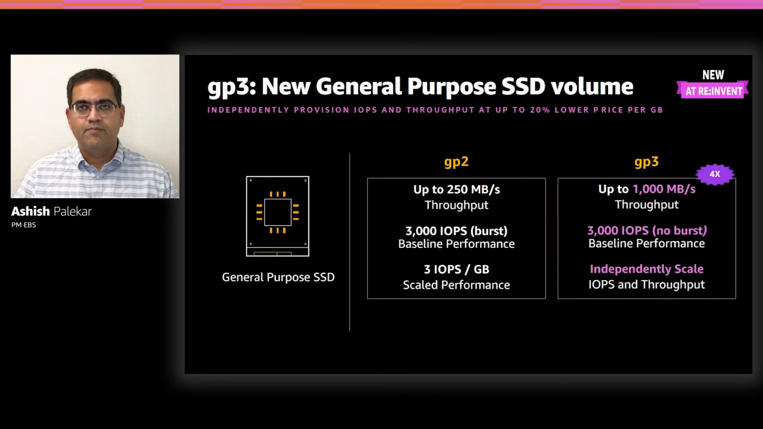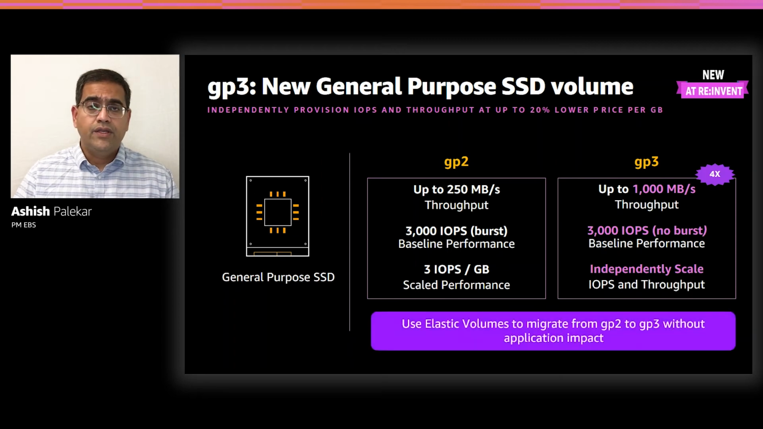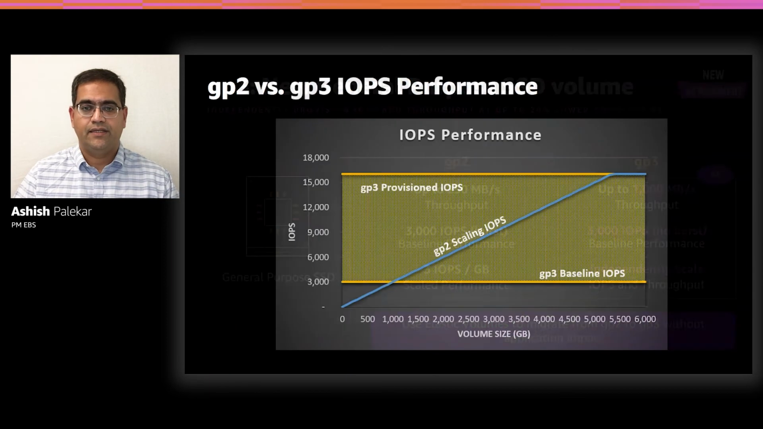To give you a direct comparison between GP2 and GP3, here's what it looks like. You get 1,000 megabytes per second of throughput. You can independently scale IOPS and throughput, and you get up to 3,000 IOPS without burst as your baseline performance. And you can use elastic volumes to migrate from GP2 to GP3 without any application impact. So we've made that transition easier as well.